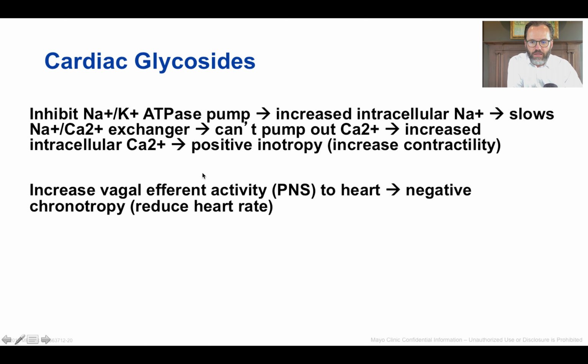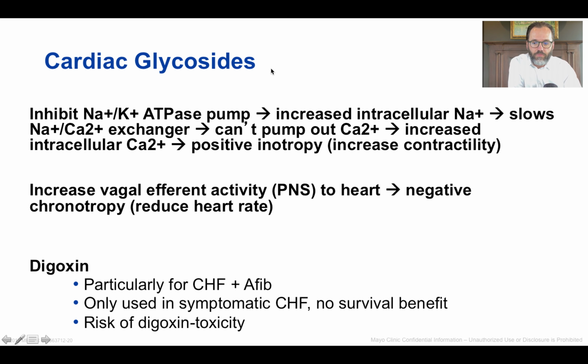Now, in addition to the direct effects on cardiomyocytes, they can also increase vagal efferent activity of the heart and be a negative chronotropic agent. So that will be reducing heart rate through increases in parasympathetic nervous system outflow. And ultimately, those would result in hyperpolarization of the SA node and slowing in heart rate.